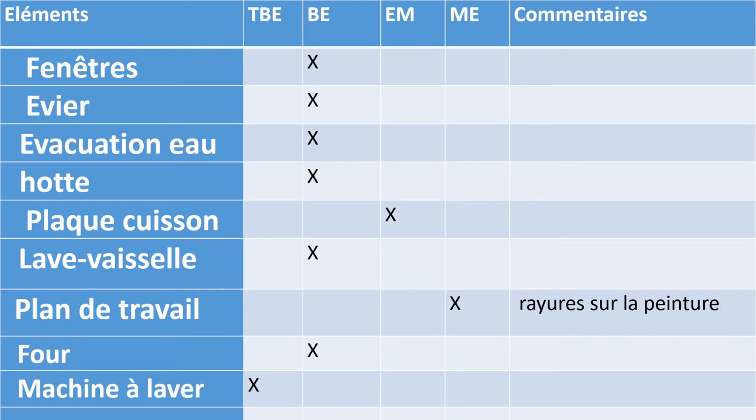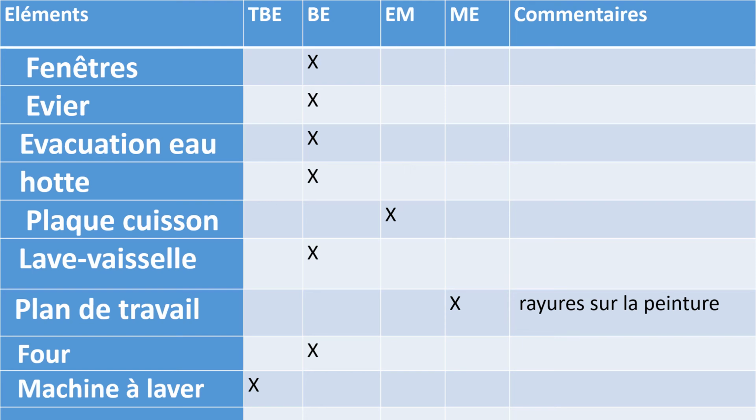So, can you guess where we are? We are indeed in the kitchen. So we have fenêtre, windows again, évier, which is sink, évacuation eau, water evacuation, hotte, hood, plaque cuisson is your cooker. It depends, it could be rings because the plaque, you know, if it's not a gazinière or une cuisinière, okay. Lave-vaisselle is your dishwasher, plan de travail, work surface, four, oven, machine à laver, washing machine.